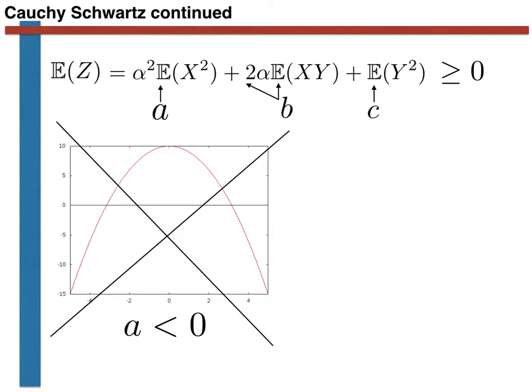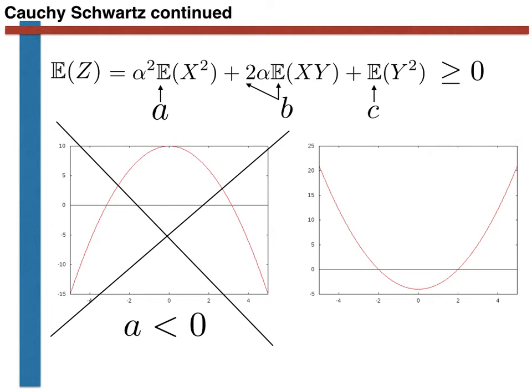The graph of our quadratic equation for the expectation of z against alpha must also not look like this. That is to say, it must not have a region where the value of the expectation of z dips below the x-axis. To satisfy this second requirement, we have to ensure that the quadratic equation has no real roots. That is to say, there should be no values of alpha for which our quadratic equation equals 0.